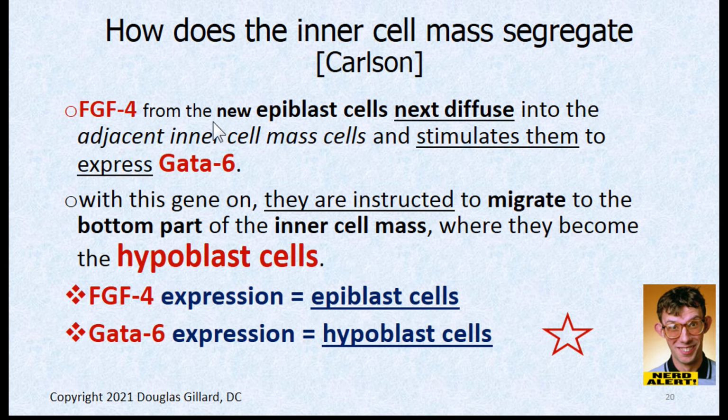And if the neighbor cells were a little slow and didn't turn on their FGF4 gene, the GATA6 will shut that gene off and block it so it won't turn on. And so if you can't turn on FGF4, you just get pushed to the bottom. So you'll become the hypoblast cell. So FGF4 is expressed in epiblast cells, and GATA6 is expressed in hypoblast cells. We'll just keep it simple like that.